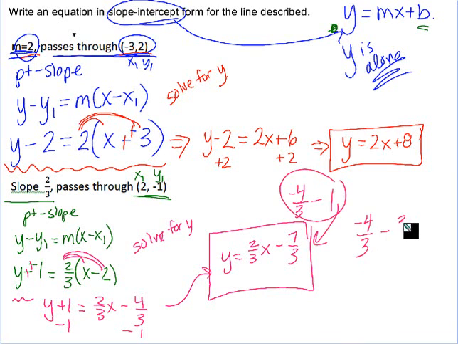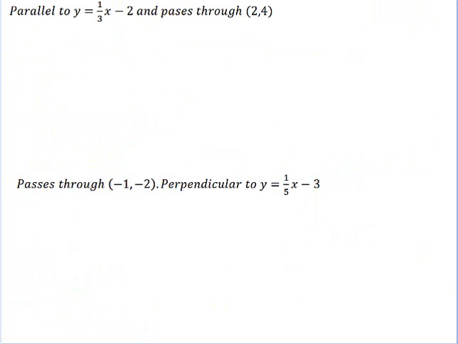If you subtract 1, that's the same thing as subtracting 3 over 3. Negative 4 minus 3 is negative 7. Keep your denominator of 3, and that's how we got that y-intercept, or the minus 7/3 at the end. Let's do a couple more.